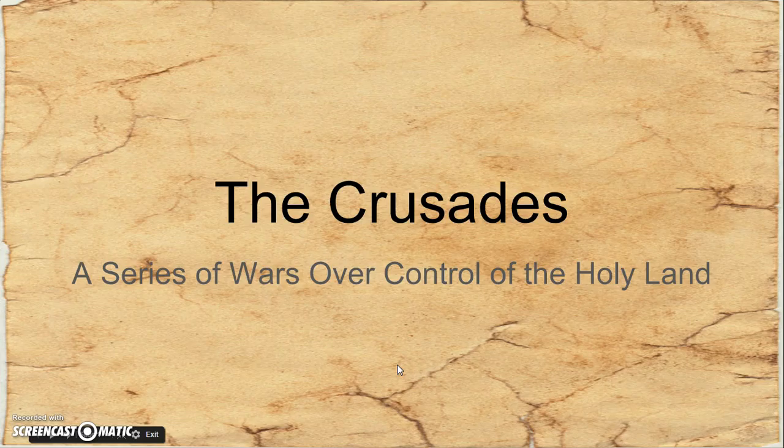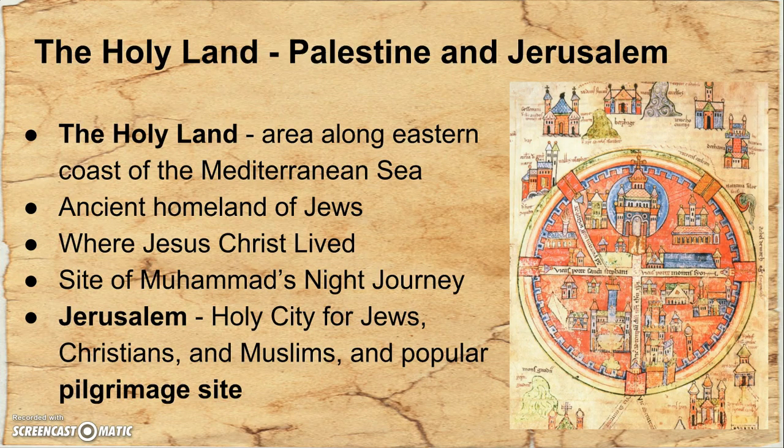So the Crusades are a series of wars over control of the Holy Land. The Holy Land being defined as the area along the eastern coast of the Mediterranean Sea, all anciently known as Palestine, including the very important city of Jerusalem. This area now is made up of modern-day Israel, Palestine, as well as Syria and Lebanon.